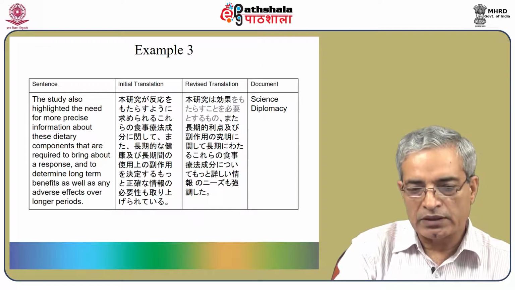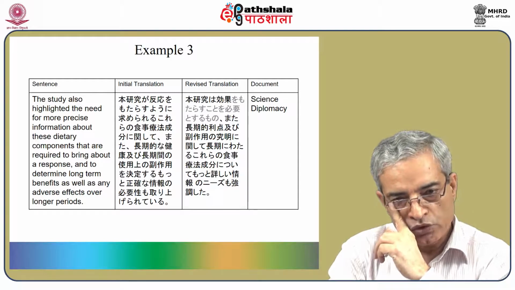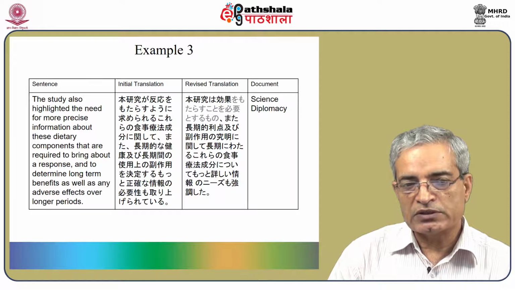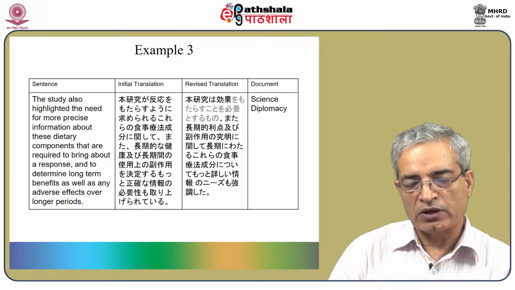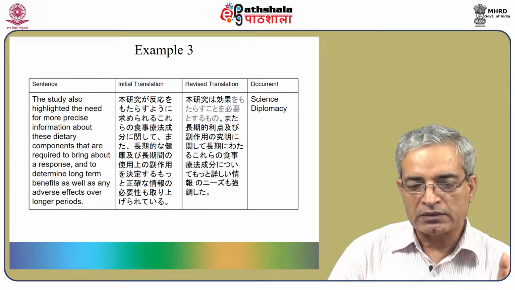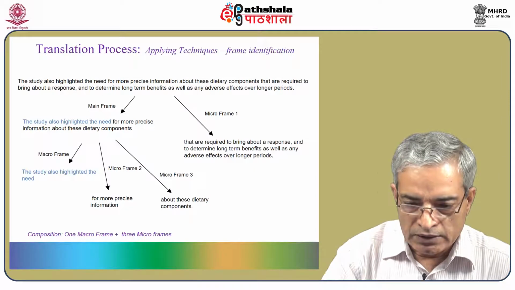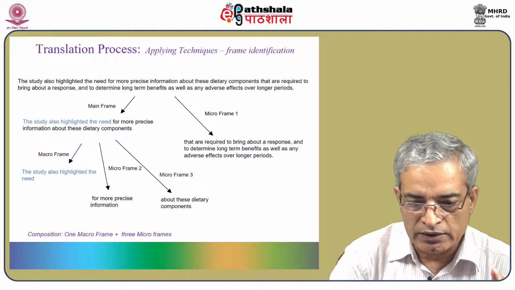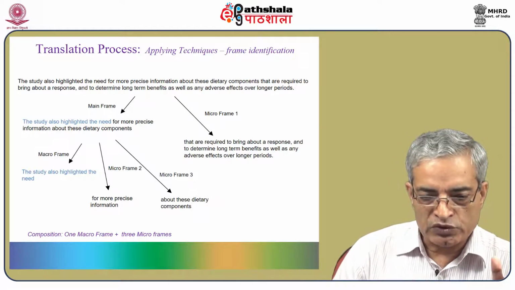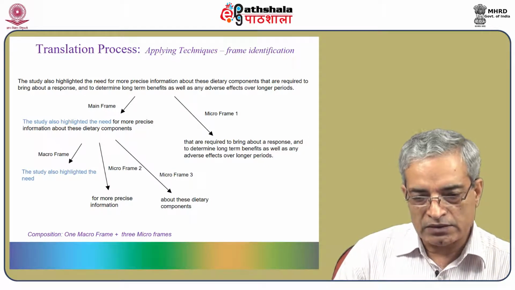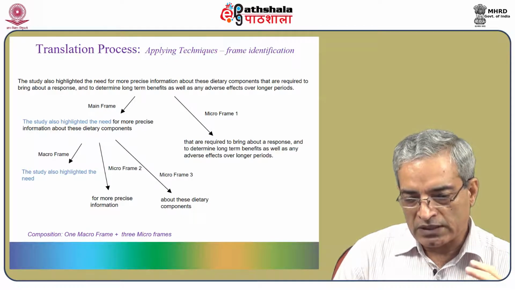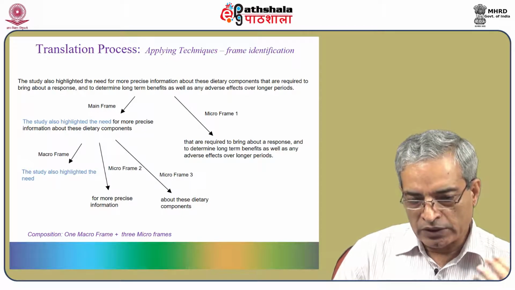Let's see another example. By now you have understood that if we apply the techniques, even English to Japanese translation becomes possible. Not only does it become possible, to some extent the accuracy is also maintained. We see here an example. The study also highlighted the need for more precise. When you start reading the second line, that the study also highlighted the need for more precise, it starts getting complicated. So you can read this example.